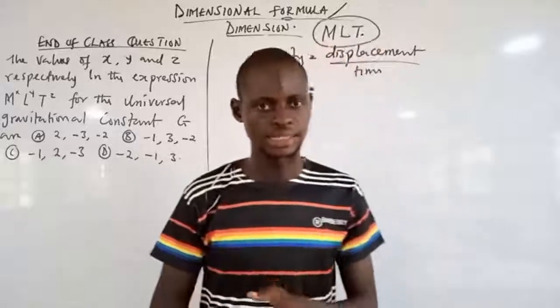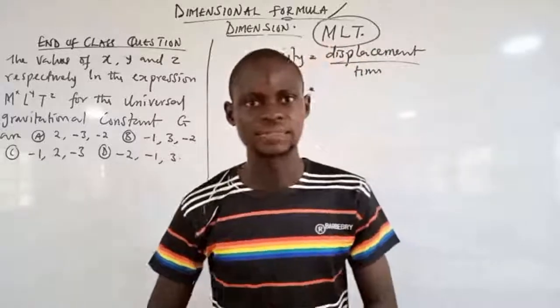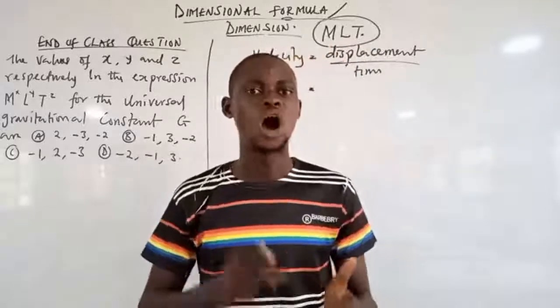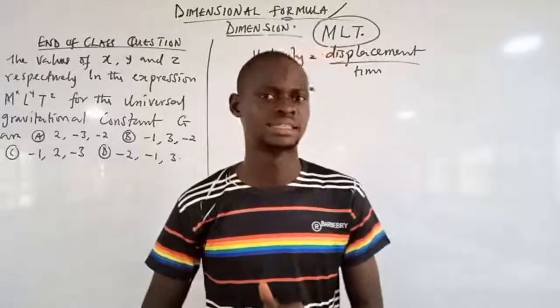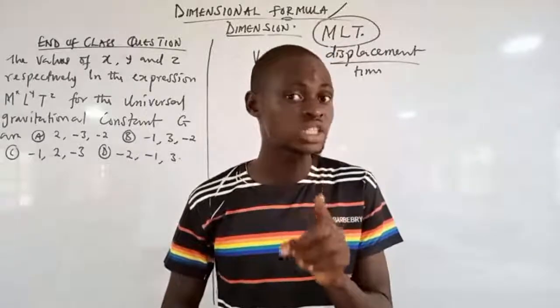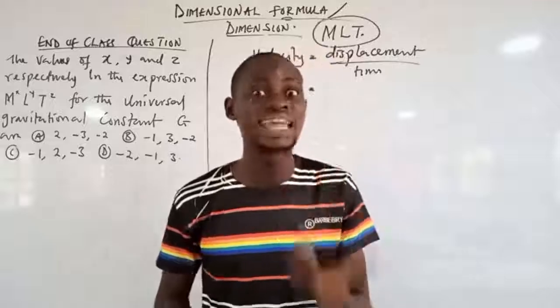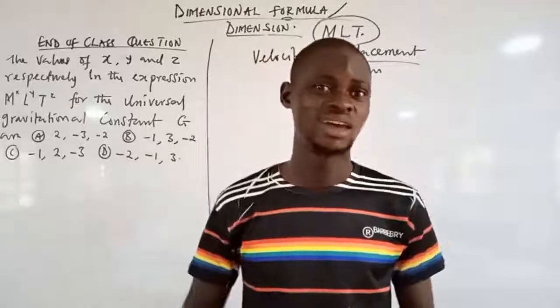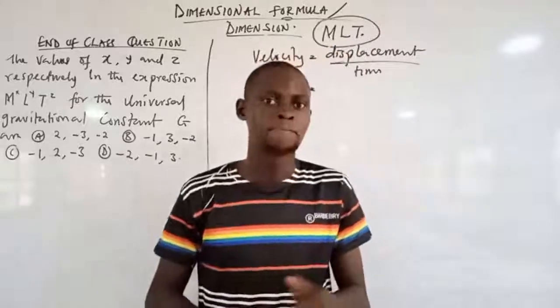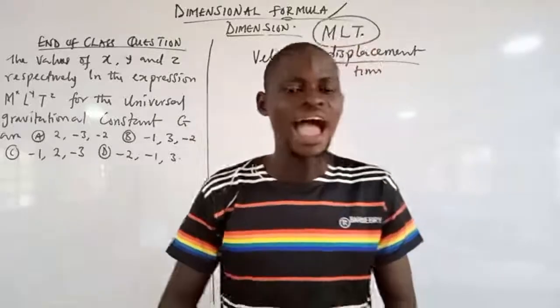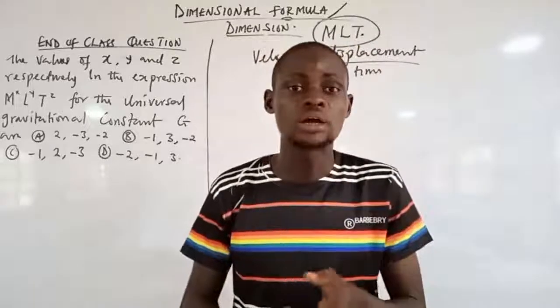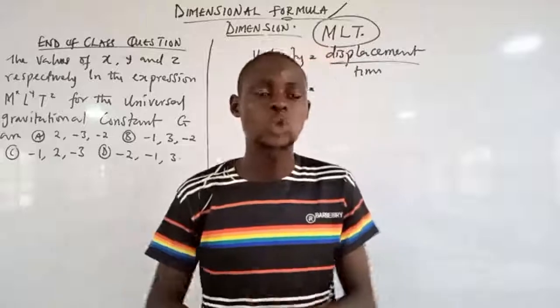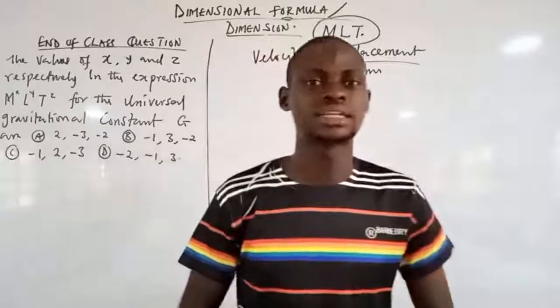Radius is length. Diameter is length. Height is length. Altitude is length. Don't forget that altitude, simply meaning height, is length. Breadth is length. Width is also length, and so on.